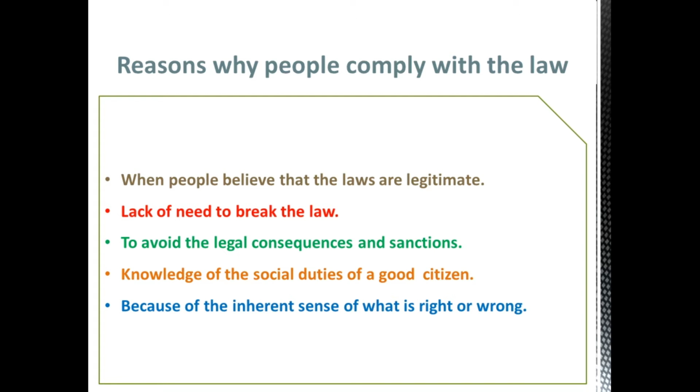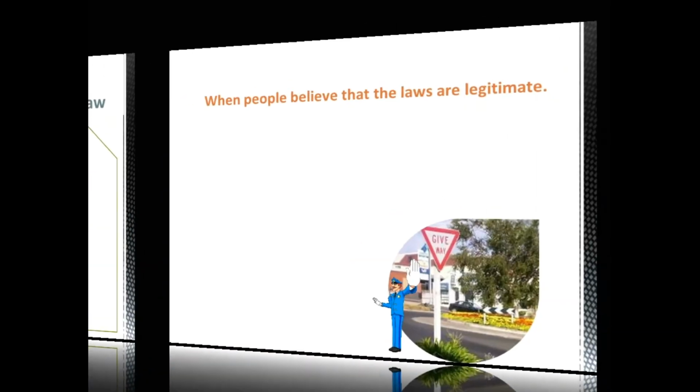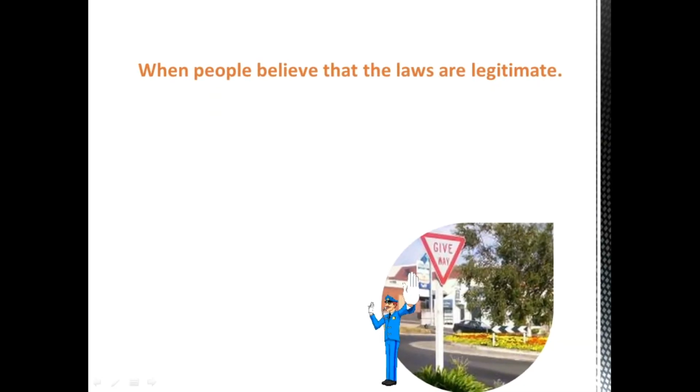So let us now move on to the reasons why people obey these laws we are talking about. The first reason is when people believe that the laws are legitimate. Secondly, lack of the need to break the law. Next, to avoid the legal consequences and sanctions which are attached to the law. Knowledge of the social duties of a good citizen. And lastly, because of the inherent sense of what is right or wrong. Having listed the reasons, let us go through them in detail.